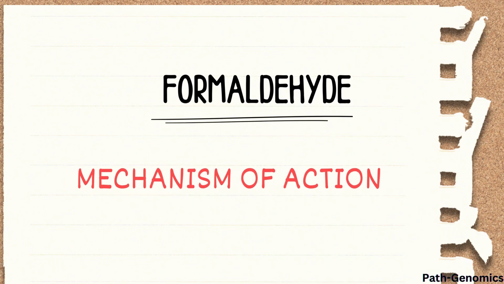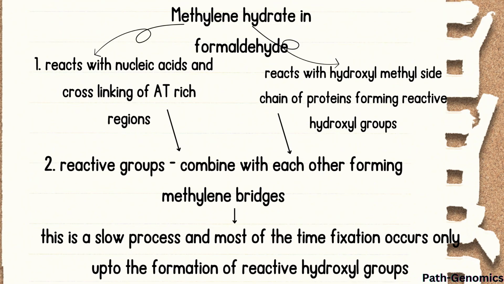What is the mechanism of action of formalin? Methylene hydrate in formaldehyde is the reactive group. Methylene hydrate reacts with nucleic acids and cross-links the adenine-thymidine-rich regions, and it also reacts with hydroxyl methyl side chains of proteins, forming reactive hydroxyl groups. Once these reactive groups are formed, they combine with each other to form methylene bridges.